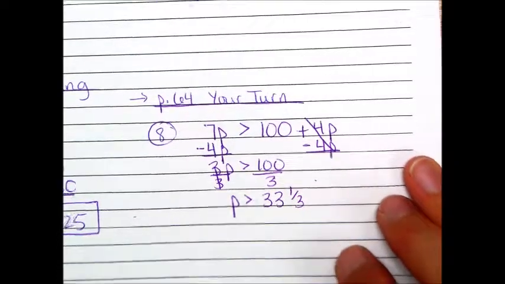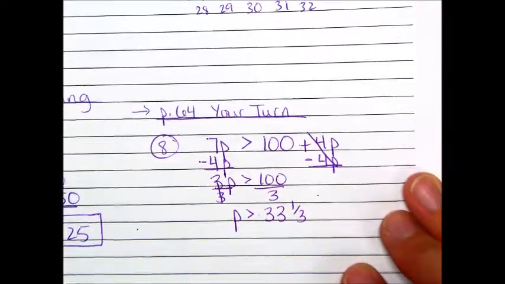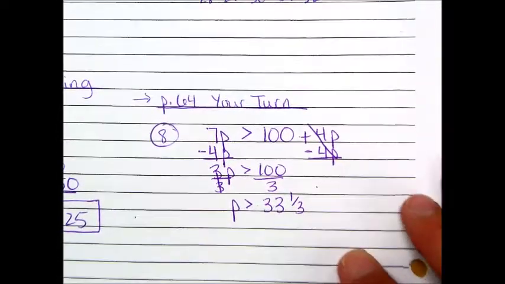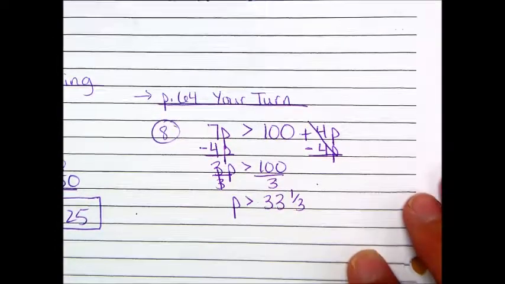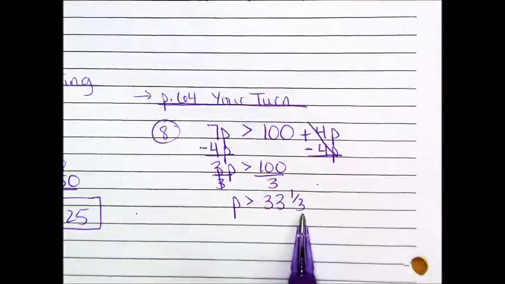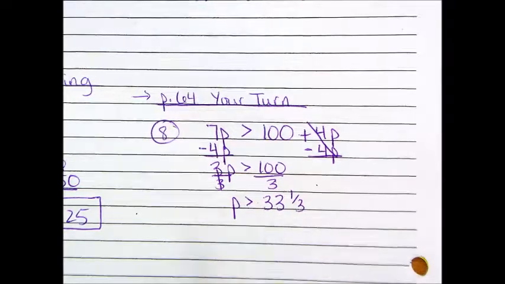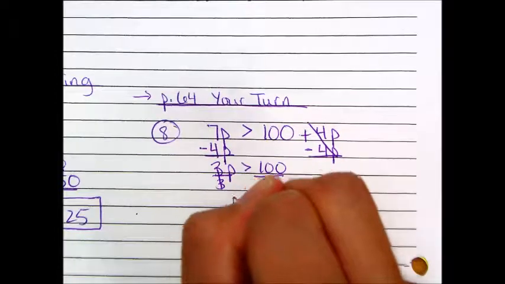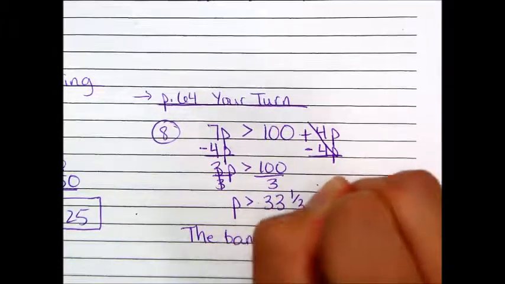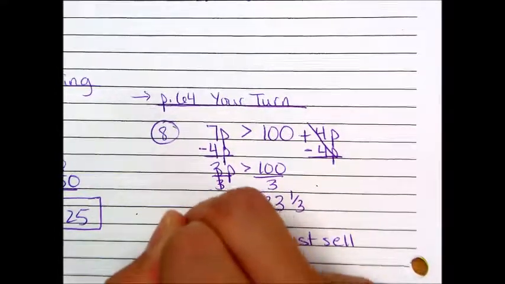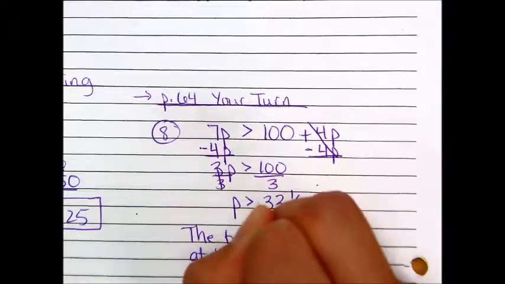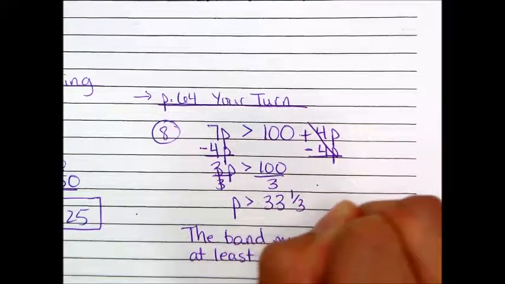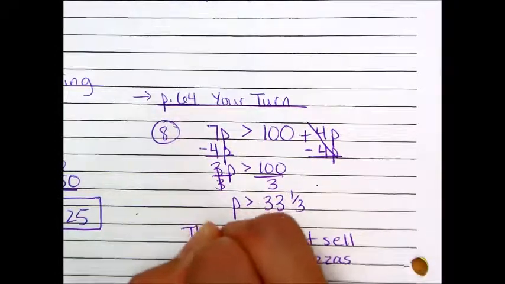So we need to be logical when we're answering questions like this and recognize that the band can't actually sell 33 and a third pizzas to make a profit. Okay, we also need to be wise enough to go, okay, well that would round to 33, but 33 pizzas would make them under the amount needed to turn a profit. So we would have to say the band must sell at least 34 pizzas to make a profit.